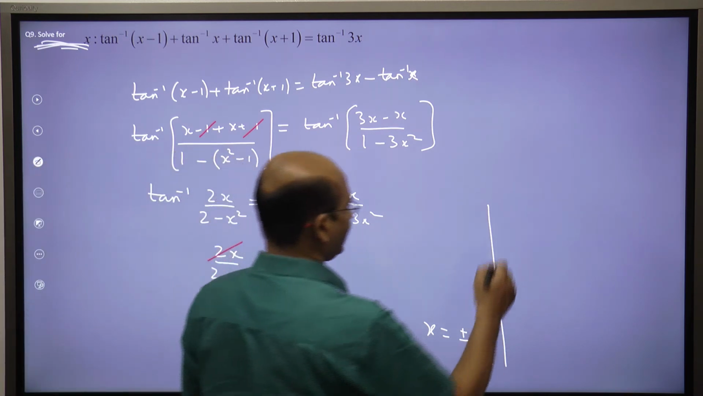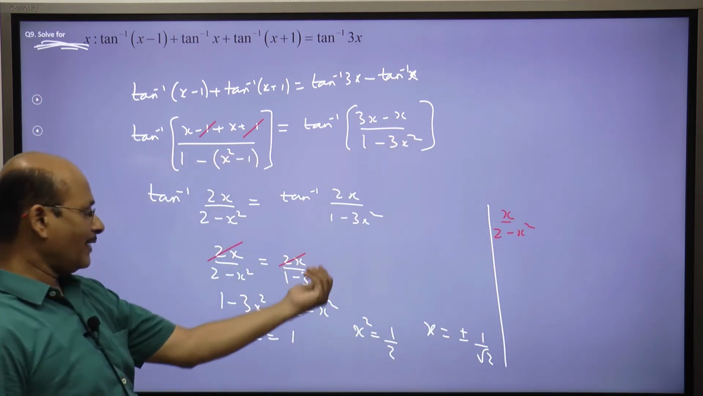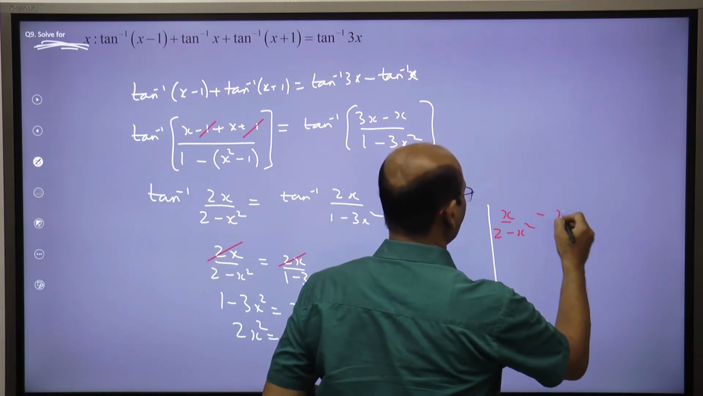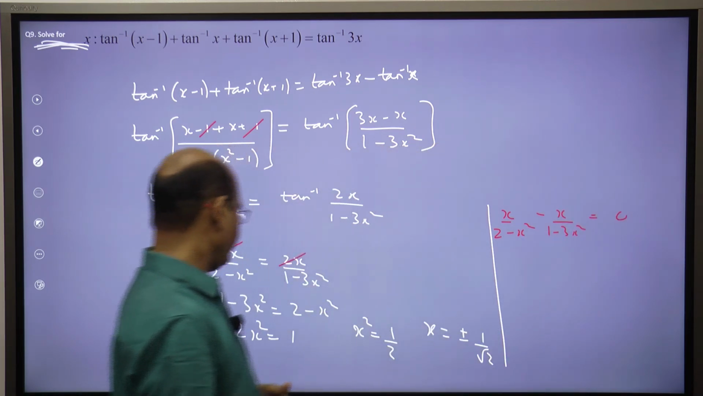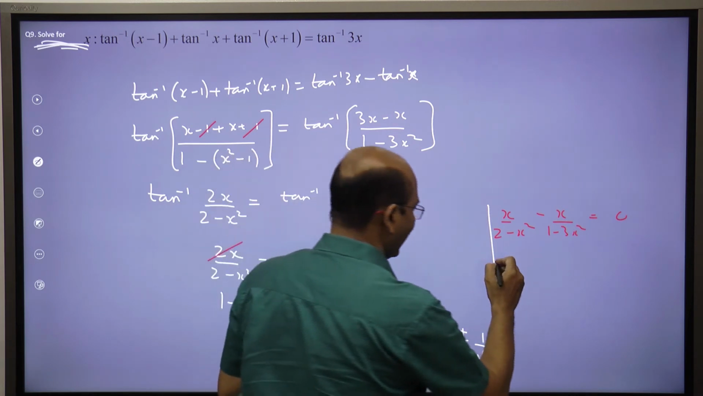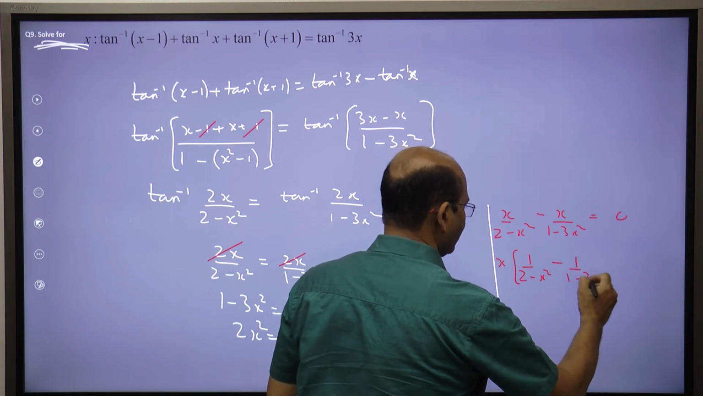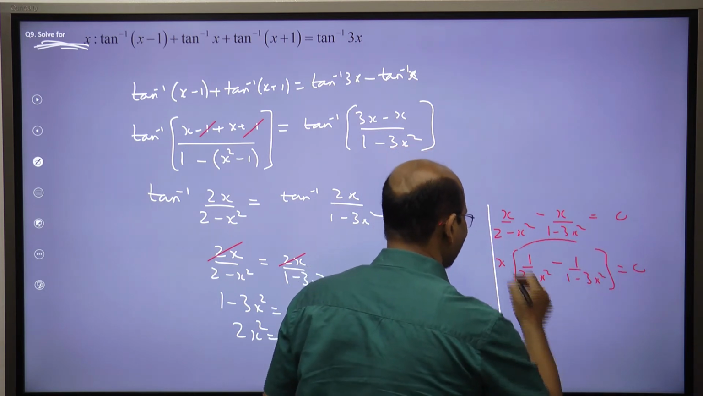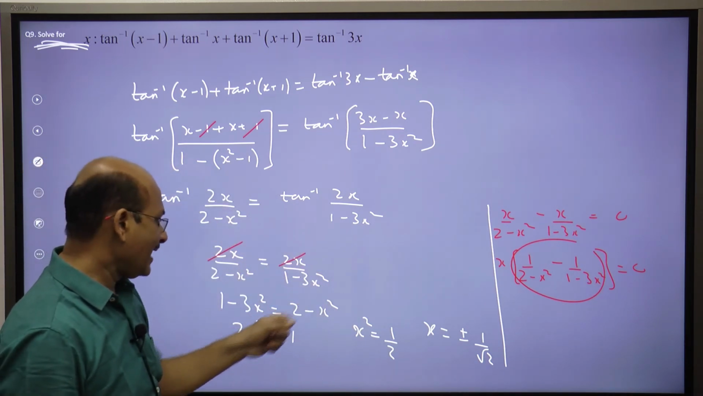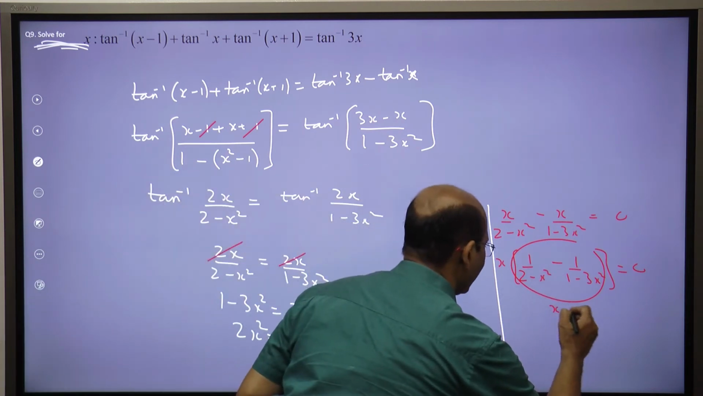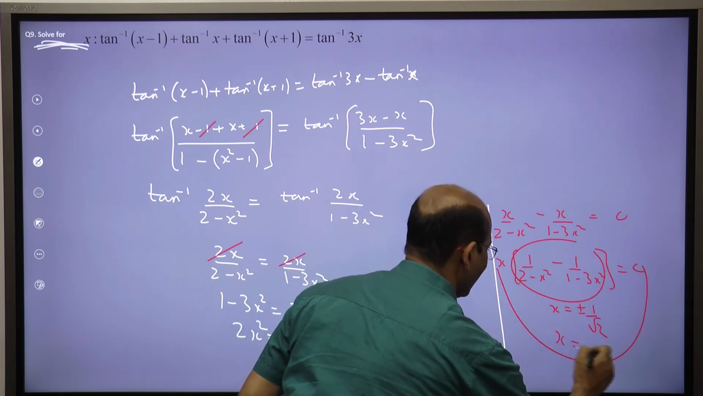So x upon 2 minus x square, I take this x upon 1 minus 3x square on this side. So minus x upon 1 minus 3x square is equal to 0. Now what happens, let me tell you, if I take x common, this will be 1 upon 2 minus x square minus 1 upon 1 minus 3x square is equal to 0. This is exactly the working which you got. And what is the answer for this solution you got? In this case, you got x equals plus or minus 1 by root 2, and this x is also equal to 0. So another value is also there.